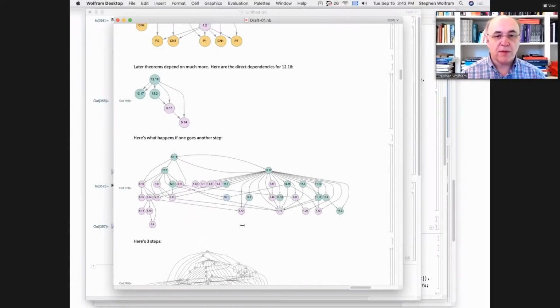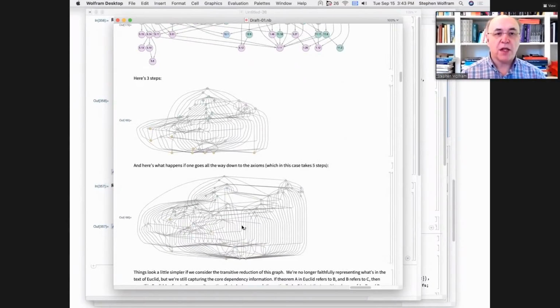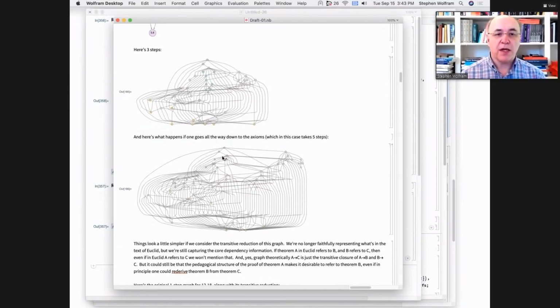And then we can do the same thing. We can go a little bit further. We get these slightly more complicated things. This is a medium-complexity proof in Euclid, showing the proposition at the beginning, chunk, chunk, chunk. Eventually, it comes down to a bunch of axioms here.